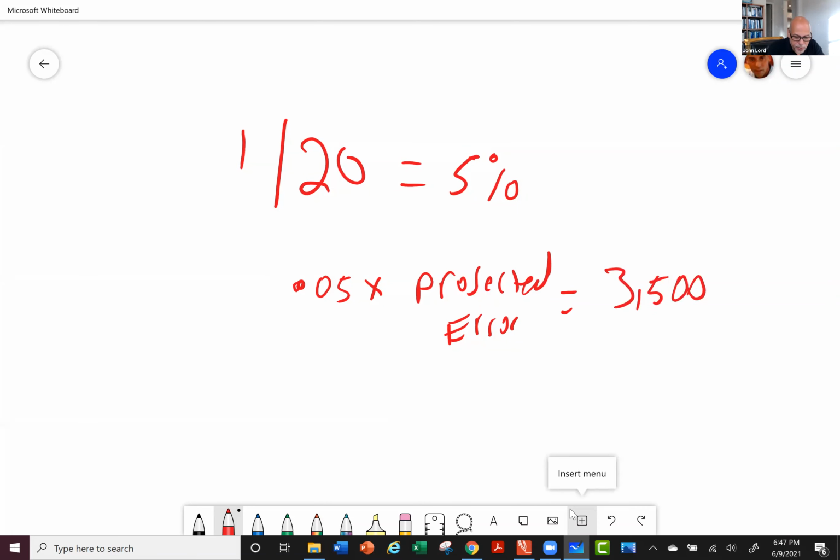So I'm going to take that 3,500 now, and I'm going to divide both sides by 0.05. That's going to give me the projected error just doing the algebra here. What does that come out to?